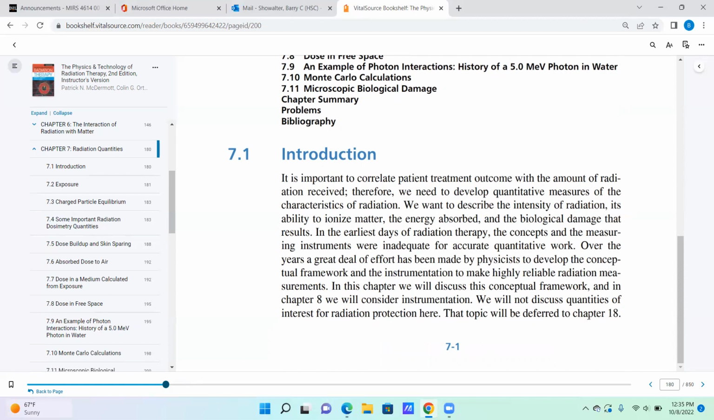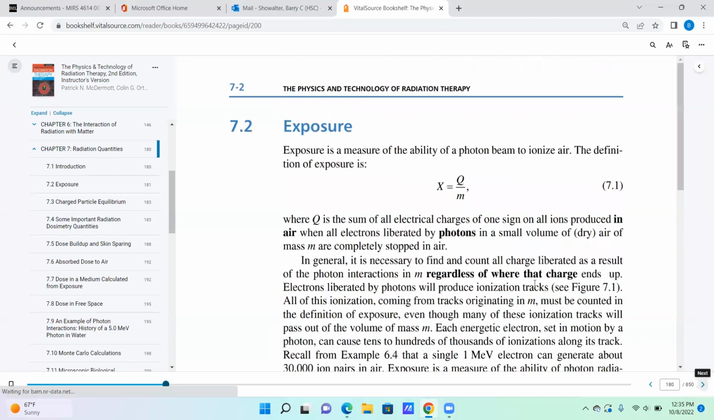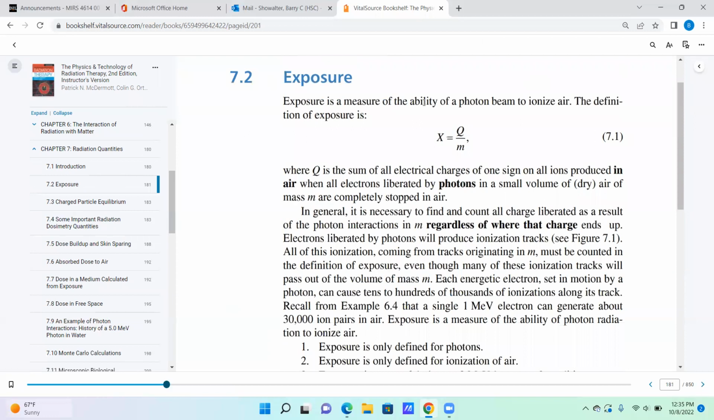We're not discussing quantities of interest for radiation protection here; we'll go forward with that later. This is the conceptual framework, and in chapter 8 we'll talk about the instrumentation that goes along with this. For exposure, exposure is the measure of the ability of a photon beam to ionize air. You put a photon beam out in the air and we see ionization.